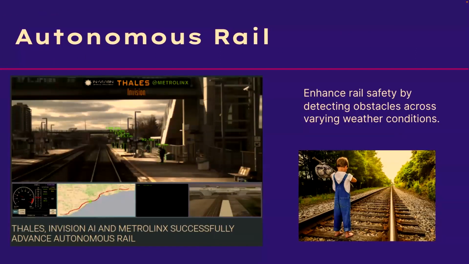They also have an autonomous rail project where the goal is to enhance railroad safety by detecting obstacles and hazards across varying weather conditions, such as if there's a child standing on the railroad.